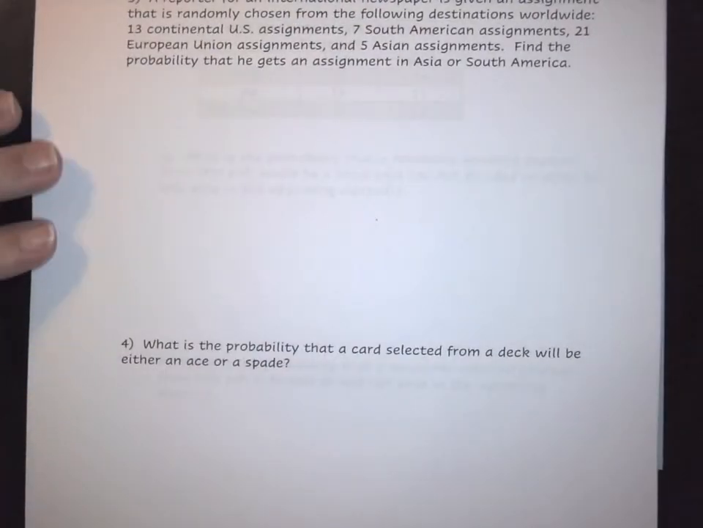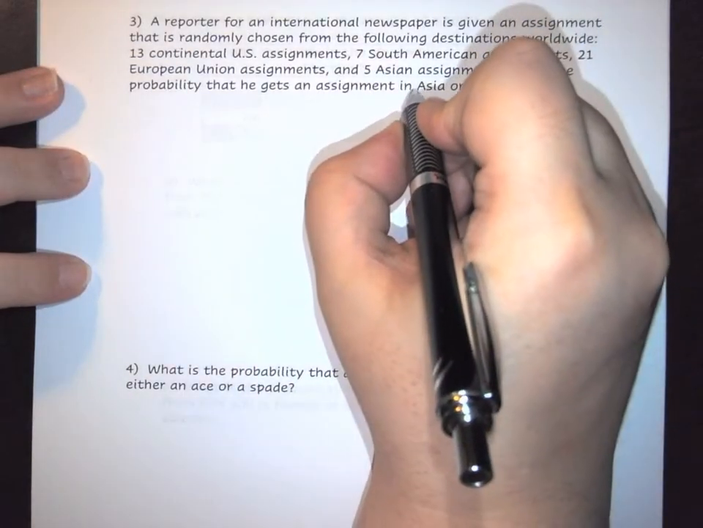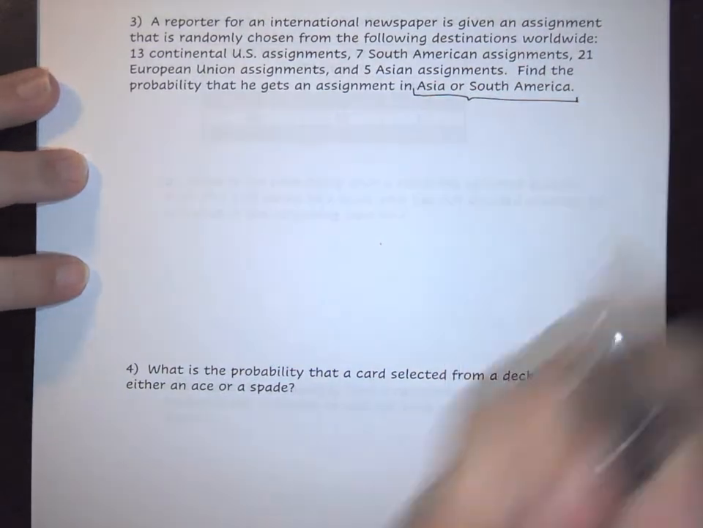Alright, let's try another one. So here we have that a reporter for an international newspaper is given an assignment that is randomly chosen from the following destinations worldwide. So we have 13 continental U.S. assignments, 7 South American assignments, 21 European Union assignments, and 5 Asian assignments. The question says, find the probability that he gets an assignment in Asia or South America.